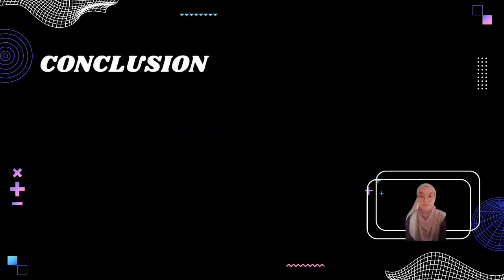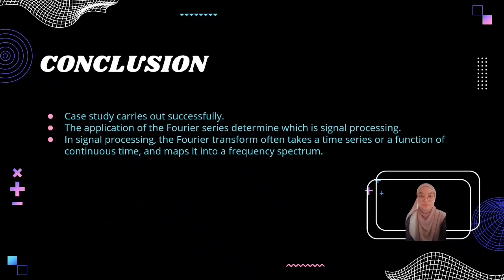So last, in conclusion, the case study is carried out successfully. The application of Fourier series is determined. The Fourier series has many applications, and I just explained one of them, which is signal processing. Many of the phenomena studied in engineering and science are periodic in nature, like the current and voltage in an alternating current circuit. In signal processing, the Fourier transform often takes a time series or a function of continuous time and maps it into a frequency spectrum.